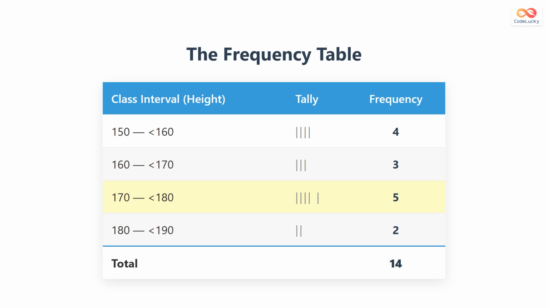Once we have sorted all our data, we count how many items are in each bin. This count is called the frequency. We present this in a frequency table. This table summarizes our large, messy dataset into a clear, concise format that tells us where most of the data lies.